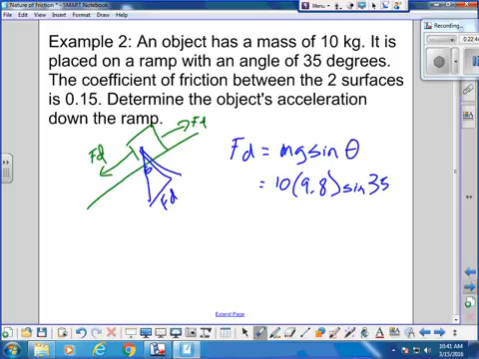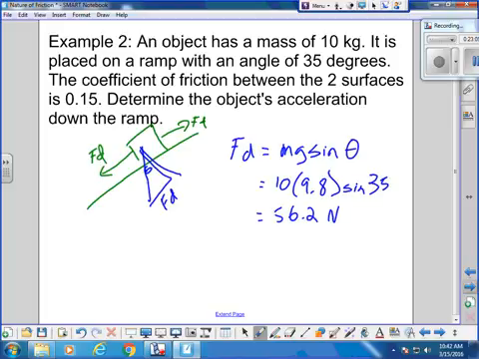I didn't even bring a calculator today. Holy moly. You are the calculator. Well, I don't have the trig tables memorized. I did back in my prime. What is it? 56.2? I'll take your word for it, Cole. 56.2 newtons. I'm going to put my units there. That's down the ramp, right?